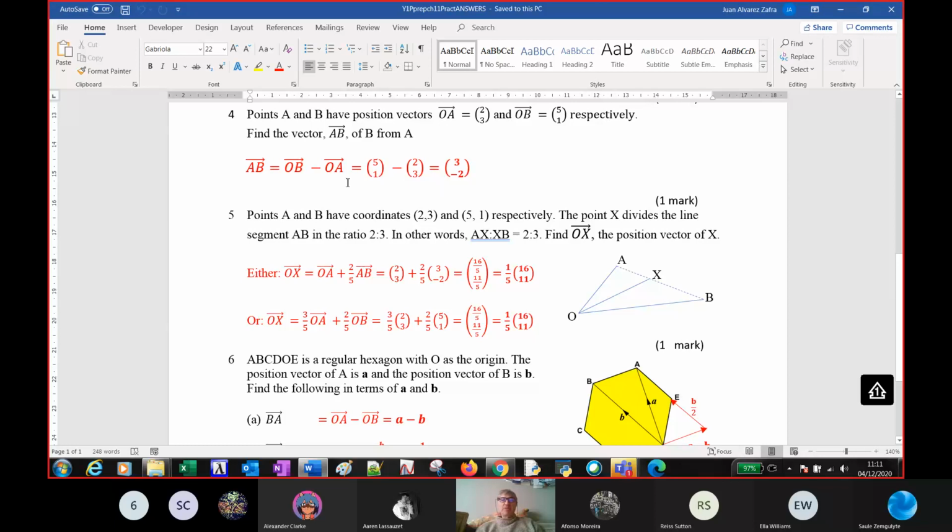I hope that helps, but if you're not sure about why, you should still remember the vector AB is always OB minus OA, the second minus the first.